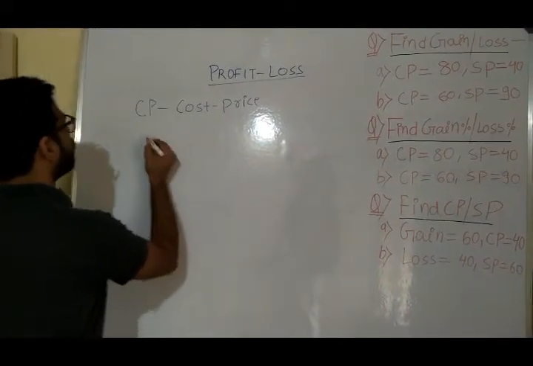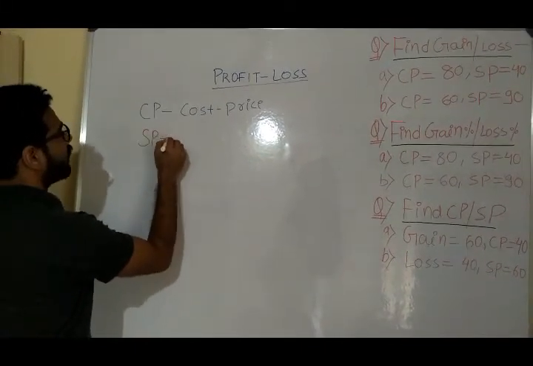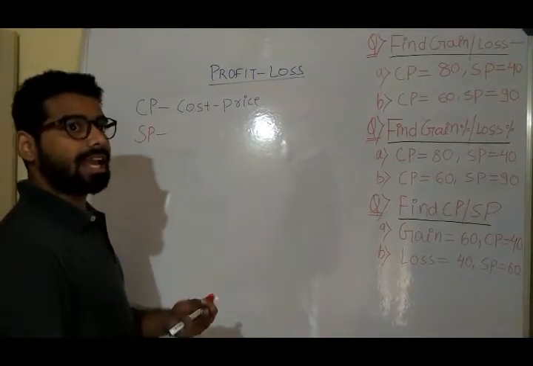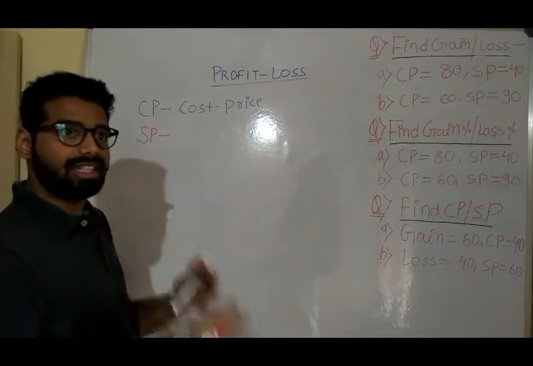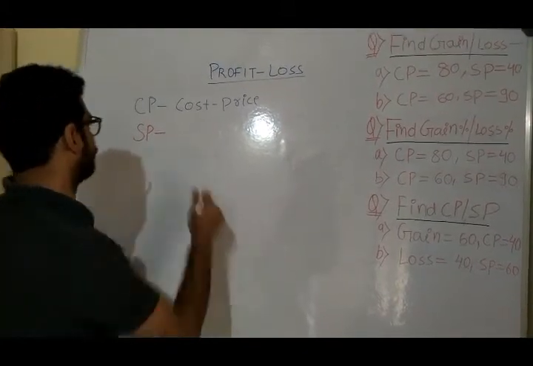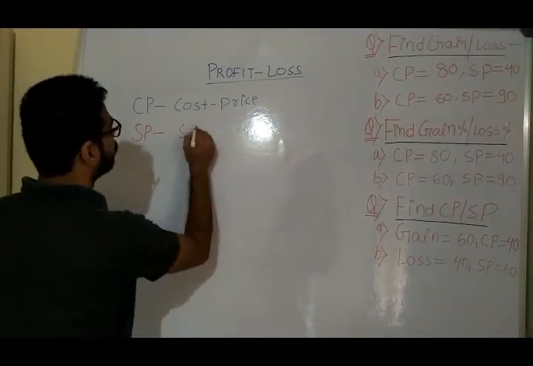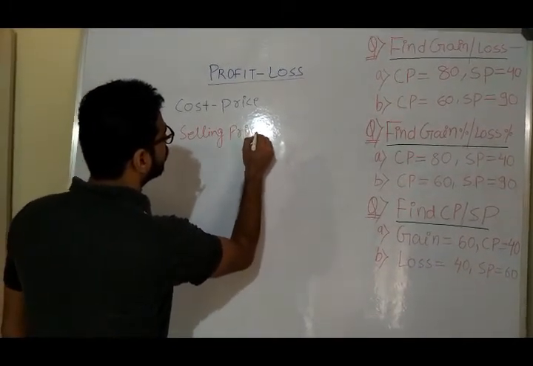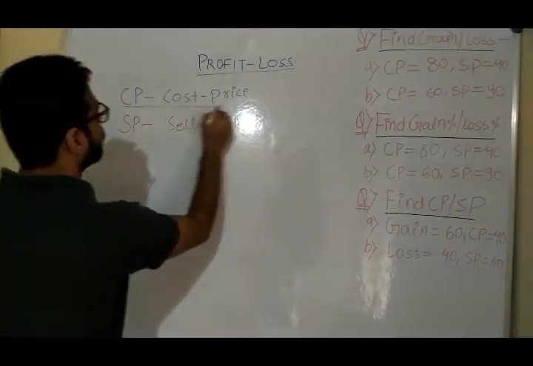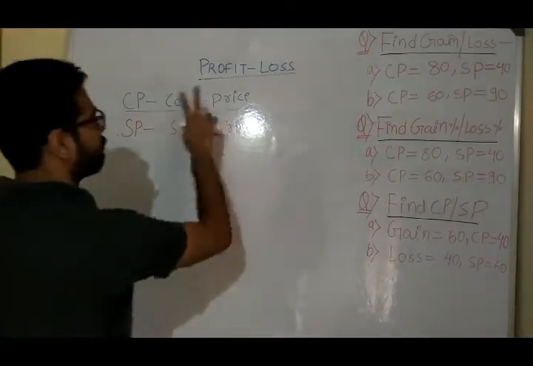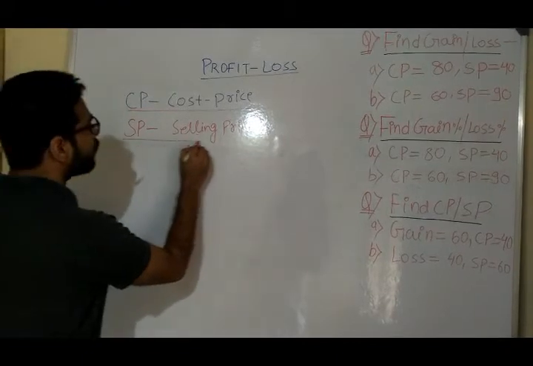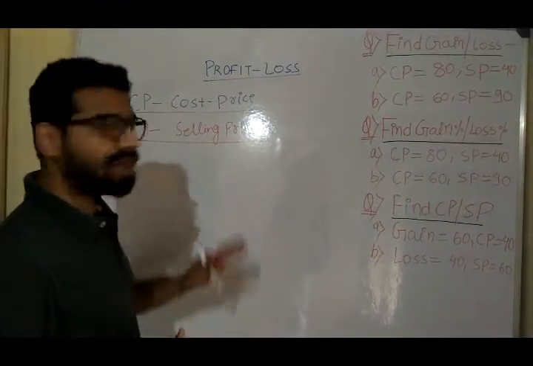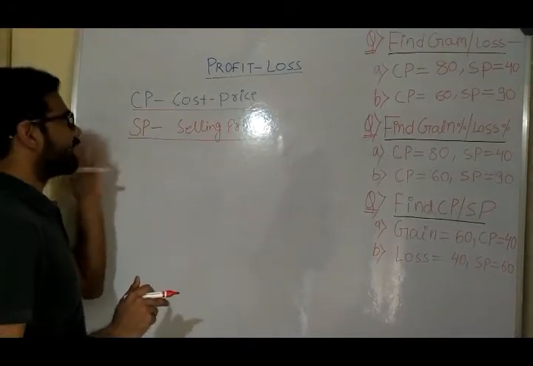Okay. Now we learn about SP. SP is selling price. The price at which we sell the commodity is the selling price. So we got two things. These are the two important things you have to remember: what is cost price and what is selling price, because these are the important things in profit and loss. Everything depends upon the cost price and selling price.